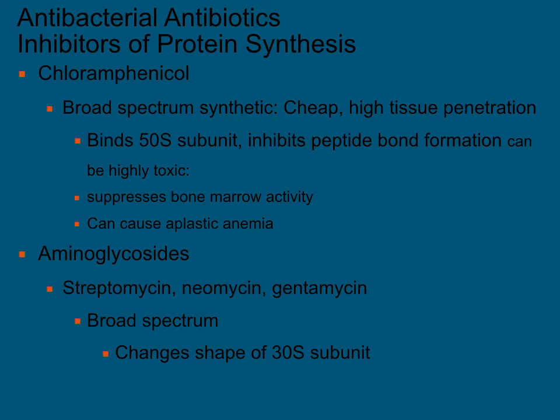Then we get inhibitors of protein synthesis. This includes chloramphenicol and aminoglycosides. Chloramphenicol is very broad spectrum, but you can't give it in high doses and can't be given for really long periods of time. It can suppress activity of bone marrow, which ultimately will result in immunosuppression. Aminoglycosides are pretty broad spectrum, and they alter the 30S subunit of the ribosome. So we have chloramphenicol, that disrupts the 50S subunit of a ribosome, and the aminoglycosides, they change the shape of the 30S.